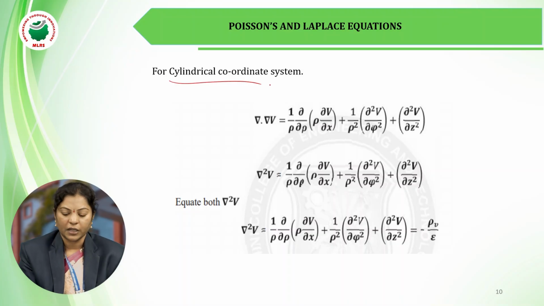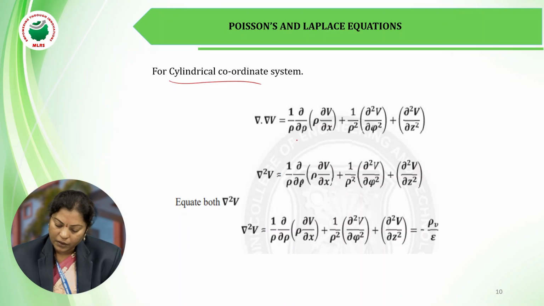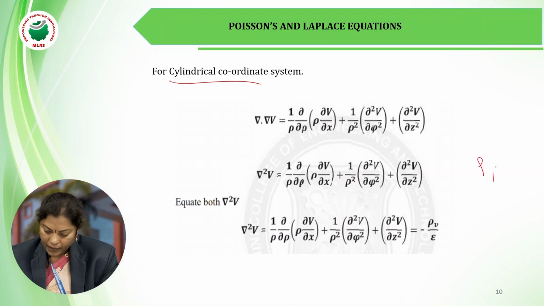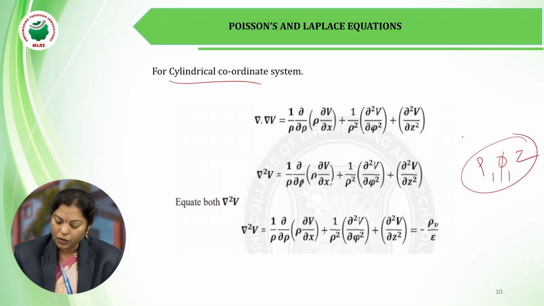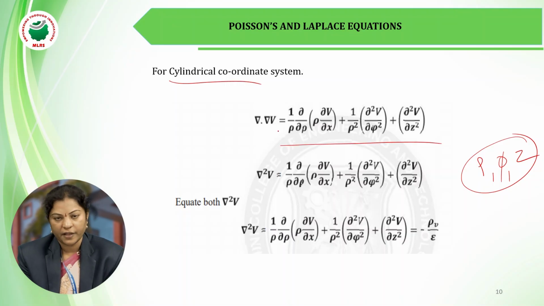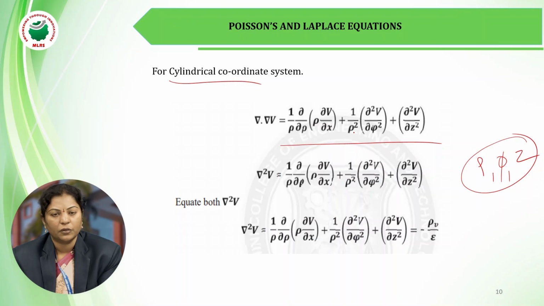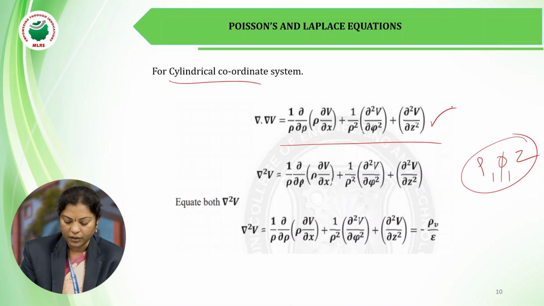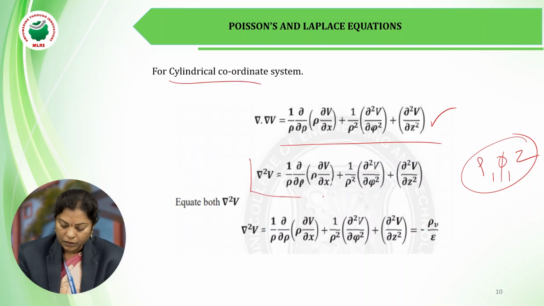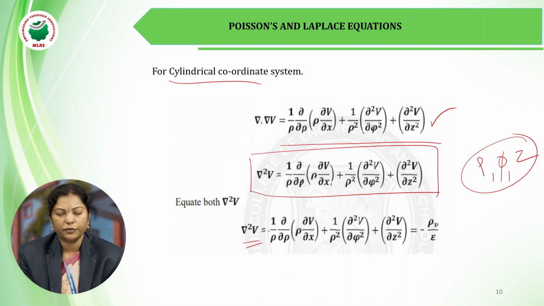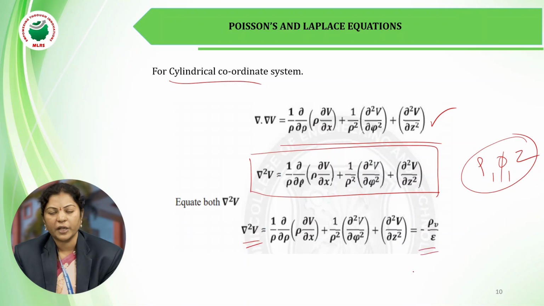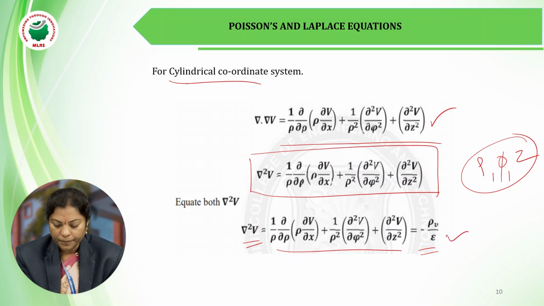Next we'll see the cylindrical coordinate system. Here the coordinates are rho, phi and z. The divergence is represented as: del square v equals 1 by rho into dou by dou rho of rho into dou v by dou rho, plus 1 by rho square into dou square v by dou phi square, plus dou square v by dou z square. As we already derived, del square v equal to minus rho v by epsilon, so we represent this in the cylindrical coordinate system equal to minus rho v by epsilon. This is the Laplace equation in the cylindrical coordinate system.